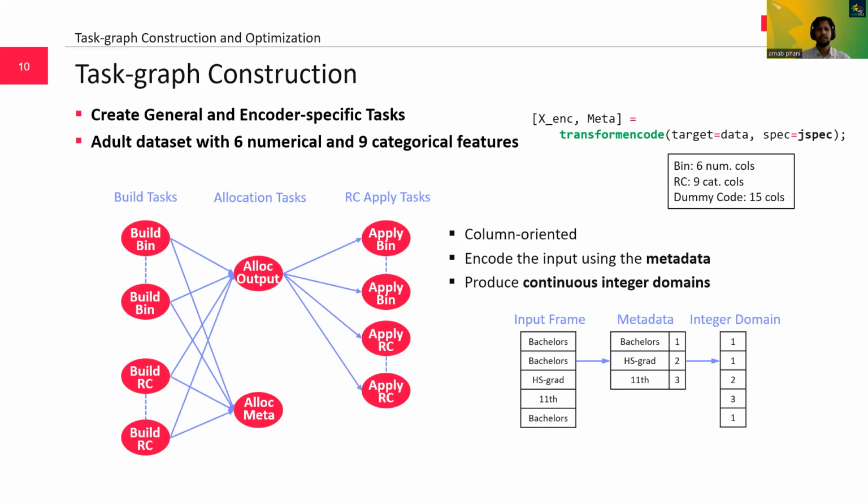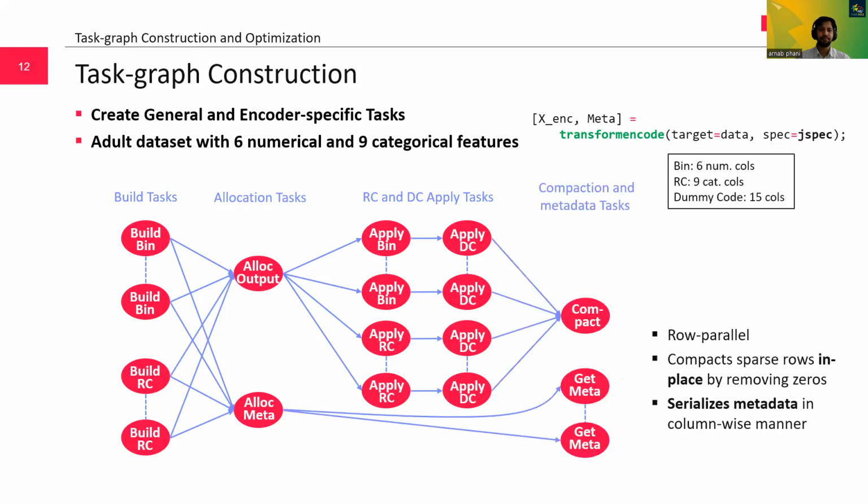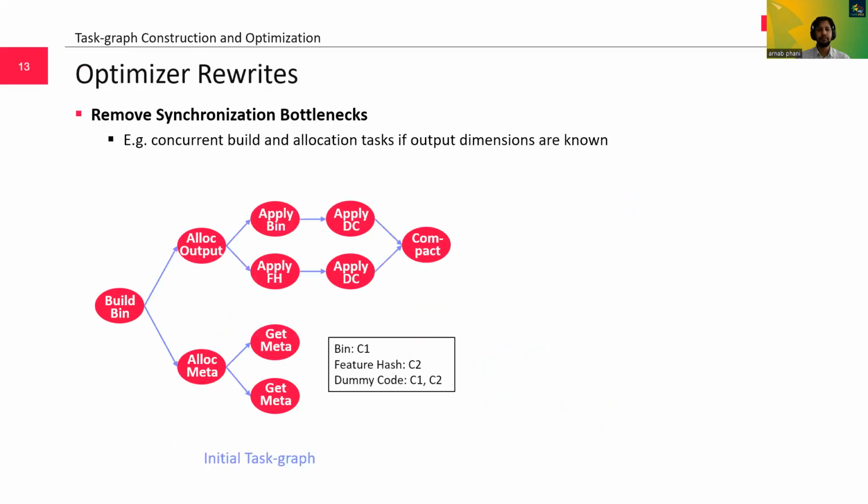After allocations, we schedule the feature-wise binning and recode apply tasks. These tasks encode the assigned features using the metadata and produce integer domains. Then the dummy code apply tasks transform the integer domains into sparse vectors. Finally, we schedule sparse row compaction tasks to remove zeros from the sparse rows. Zeros may appear while encoding missing values. The metadata collection tasks materialize the metadata to the pre-allocated frame.